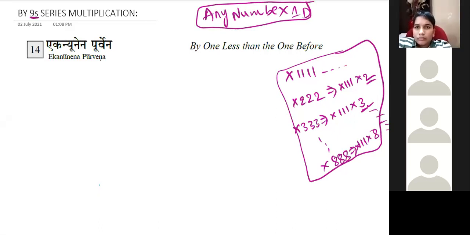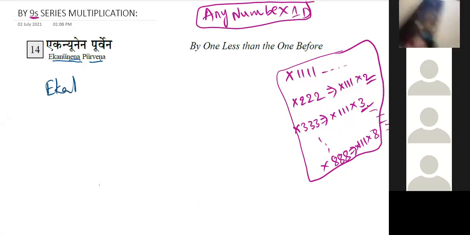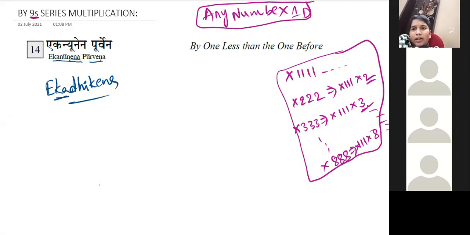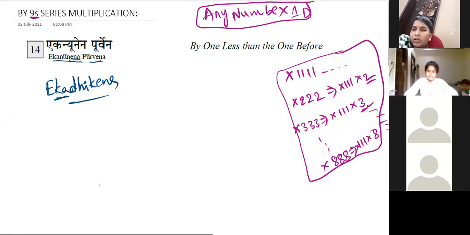Sir, what is the meaning of Ekanyunena? Ekanyunena Purvena: less than the one before. In the previous class we covered this, right? Ekadhikena Purvena. Eka means one, and one before.